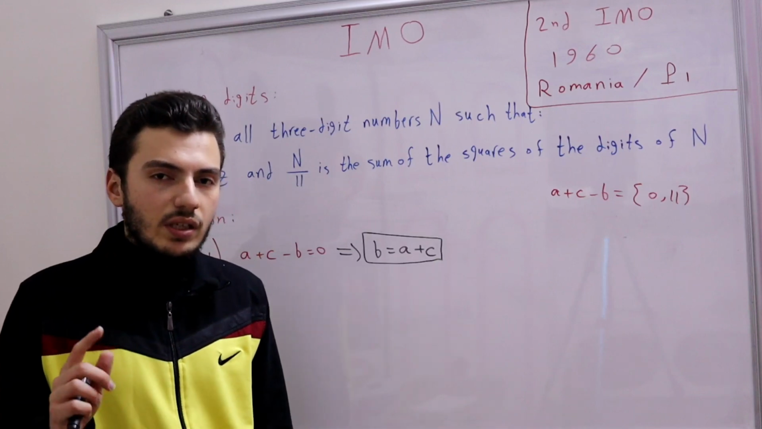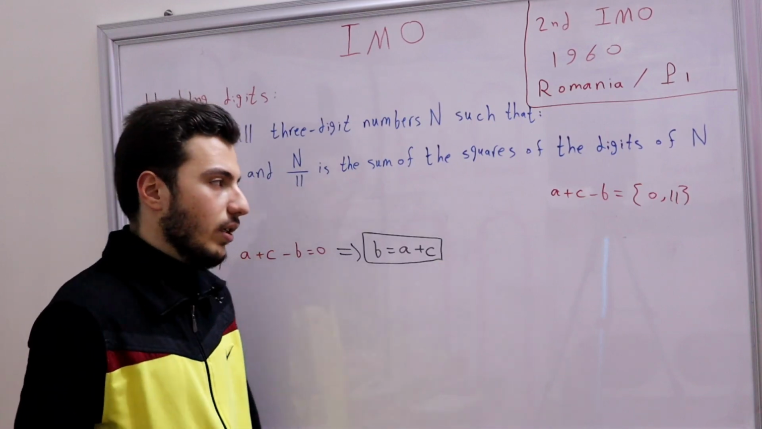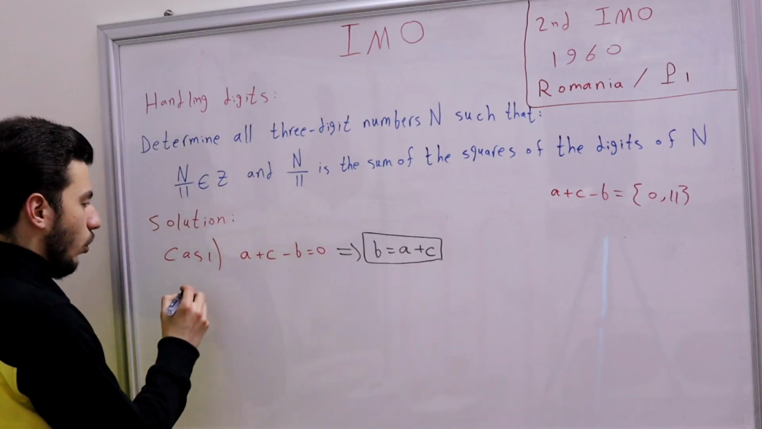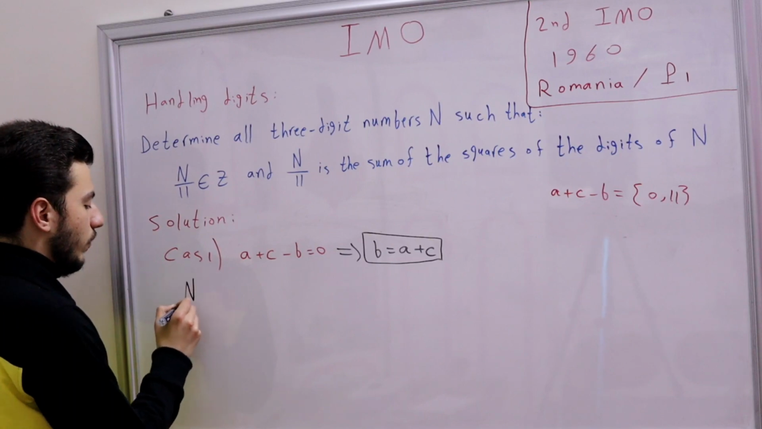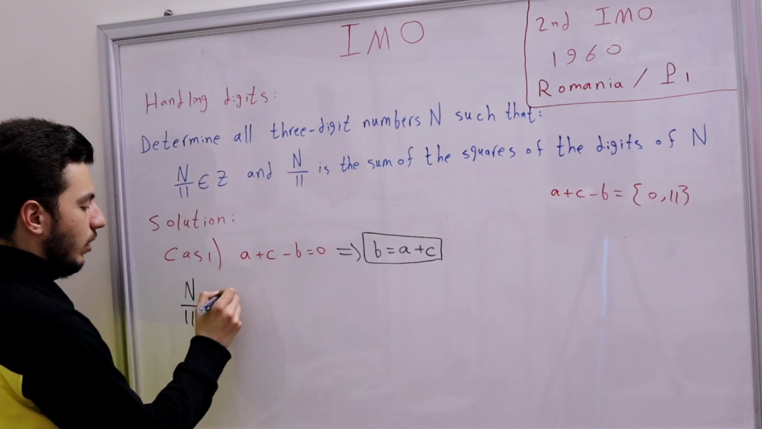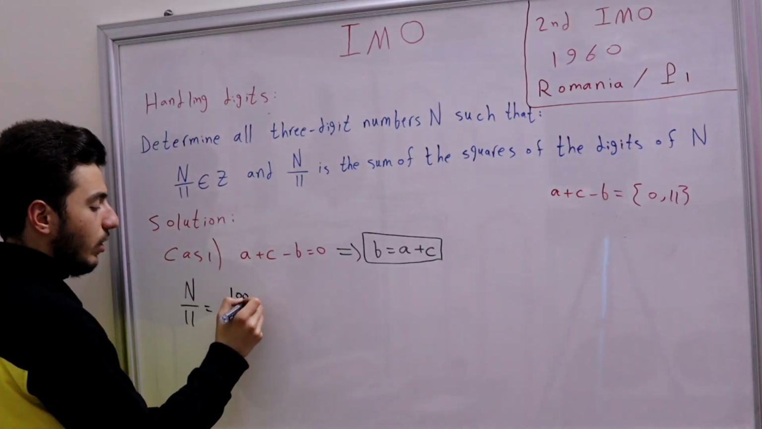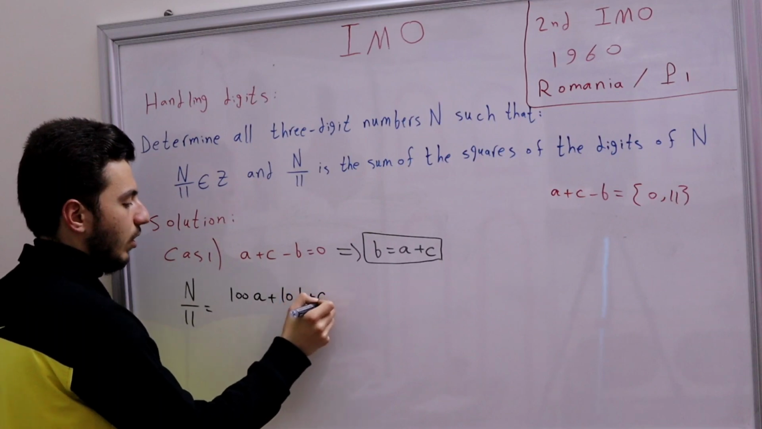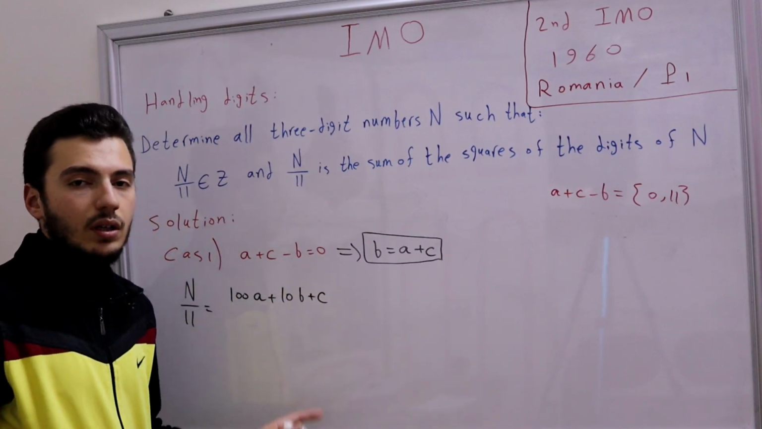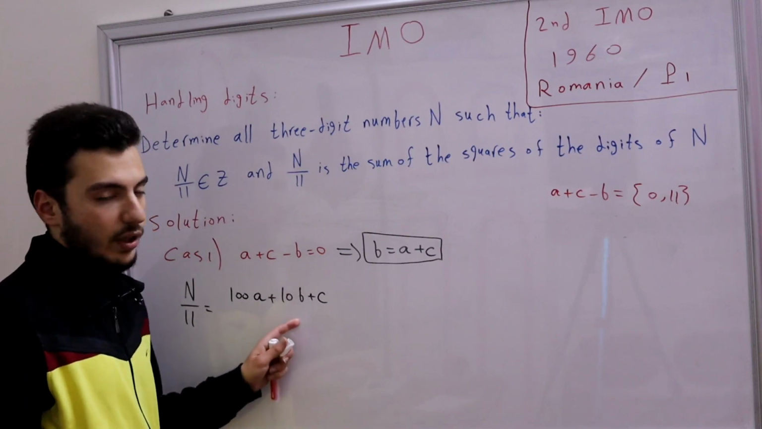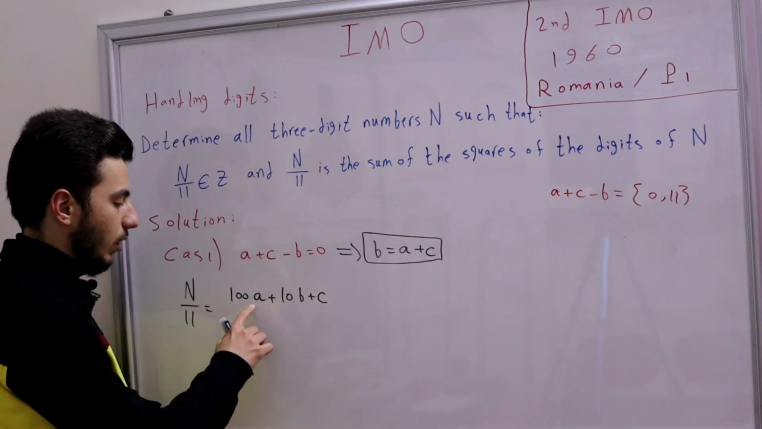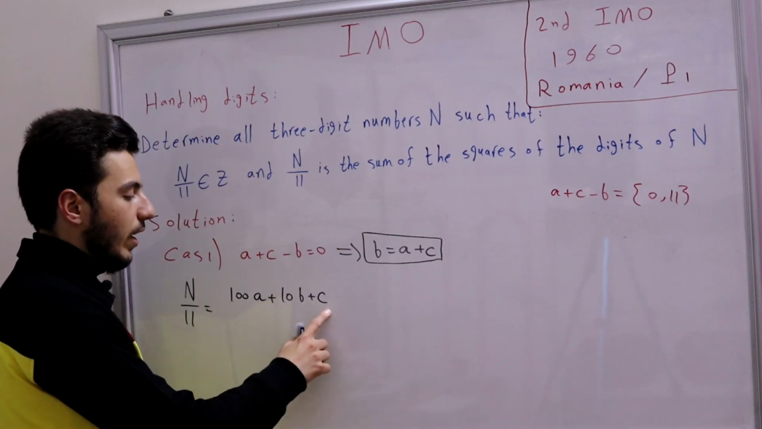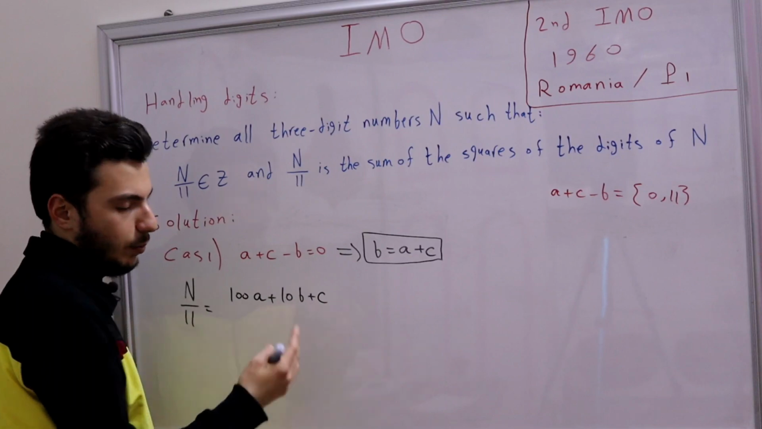But wait a minute, what is n over 11? Well, remember, n is just ABC. So that means that we can write n as the following. Okay, so we know that n over 11 is simply 100 times A plus 10 times B plus C. Because after all, this is how we write the decimal representation of any number, right? We multiply the hundreds digit by 100, the tens digit by 10, and we have C like itself. We don't multiply it by anything.